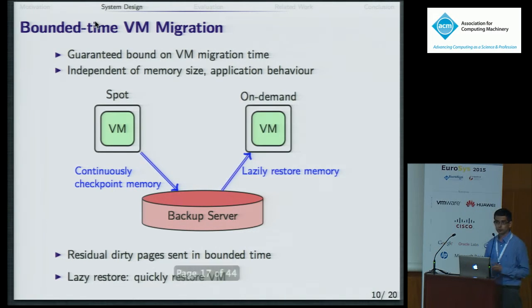When it is time to resume on an on-demand server, we employ an optimization which we call lazy restore, which simply means that we can restore the VM as soon as possible without restoring all the memory pages. This works by simply fetching pages of the VM from the backup server as they are being accessed on the on-demand server.